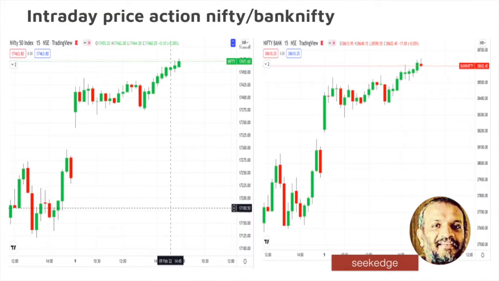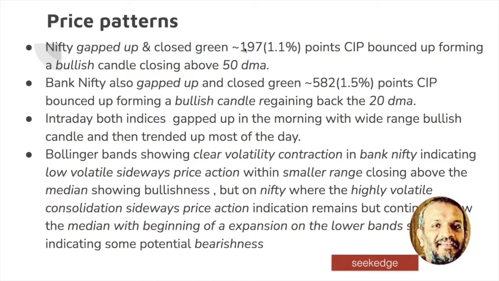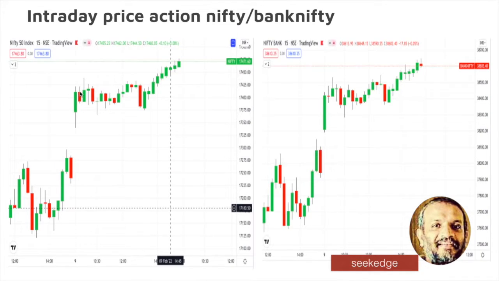Before moving to intraday, what happened actually? Nifty moved up 1.1%, 197 points up. Change in polarity bounce happened, a bullish hammer, and it closed above the 50 DMA. 50 DMA is very crucial in the short term. Bank Nifty also gapped up. It gained 582 points, 1.5% up, with a CIP bounce and a bullish candle, and it closed above the 20 DMA. 20 DMA is the median of the Bollinger Bands. It's also crucial. Now, intraday, this is what happened. Gap up, and then some consolidation in the afternoon, breaking out. Gap up with a huge bullish candle, and then consolidating in a range, and then trending up. So that's the price action.